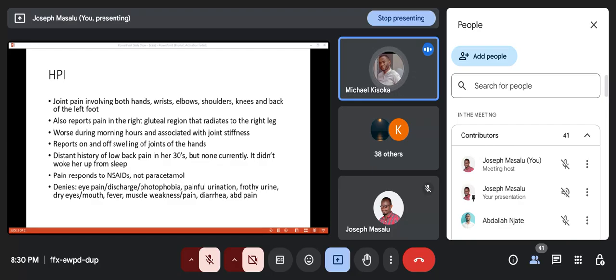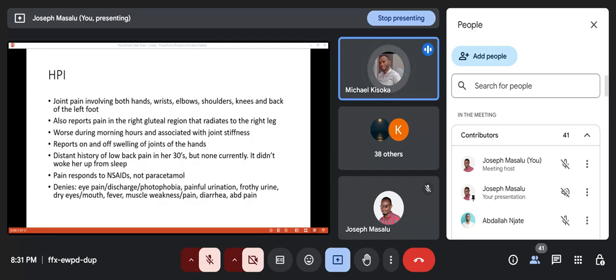But with the history of low back pain in her adolescence, I'm pointing more toward the presence of, probably, an axial spondylitis at this particular point in time. The pain was responding to NSAIDs and not to paracetamol, which shows that this patient has inflammatory joint pain. So the inflammation was controlled by non-steroidal anti-inflammatory drugs.